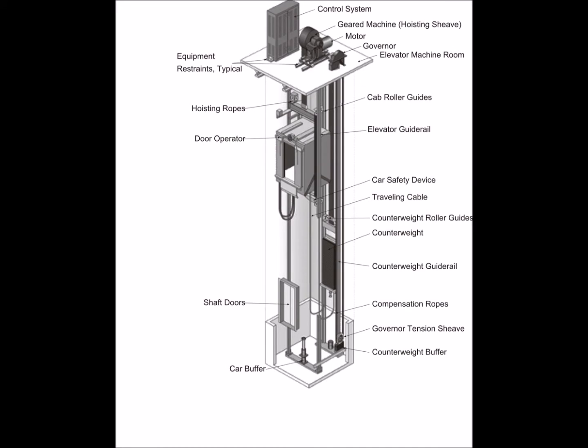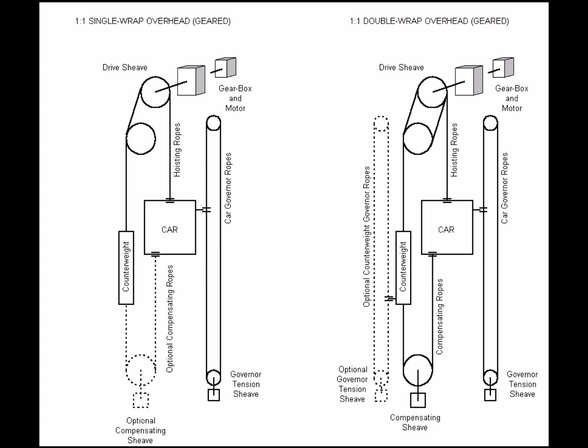Geared traction elevators involve the use of a gearbox attached to the motor to drive the cab. These elevators are typically slower than gearless elevators, but are able to run on a much smaller motor size due to their gear reduction factor.